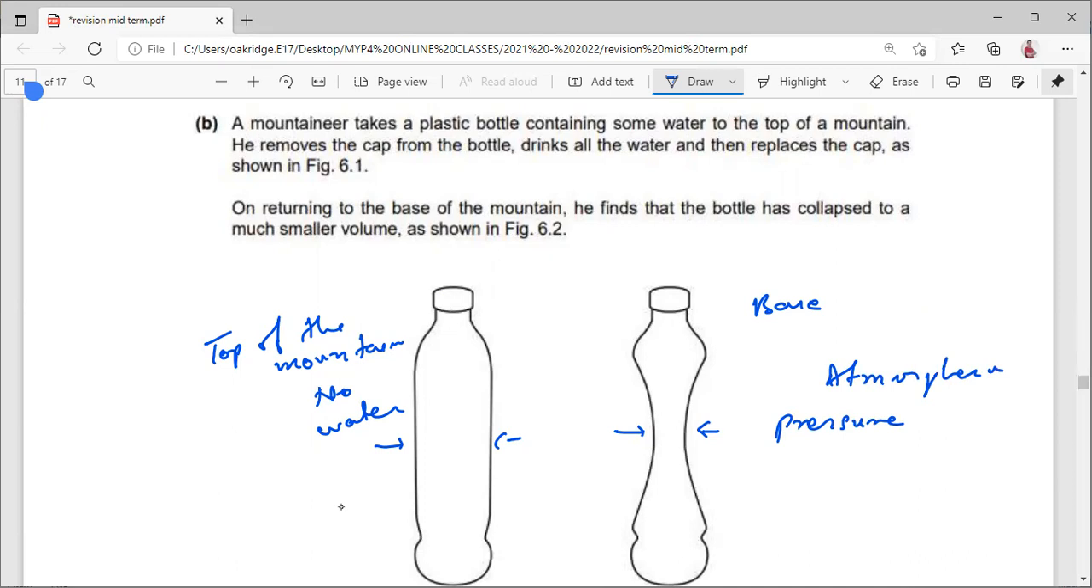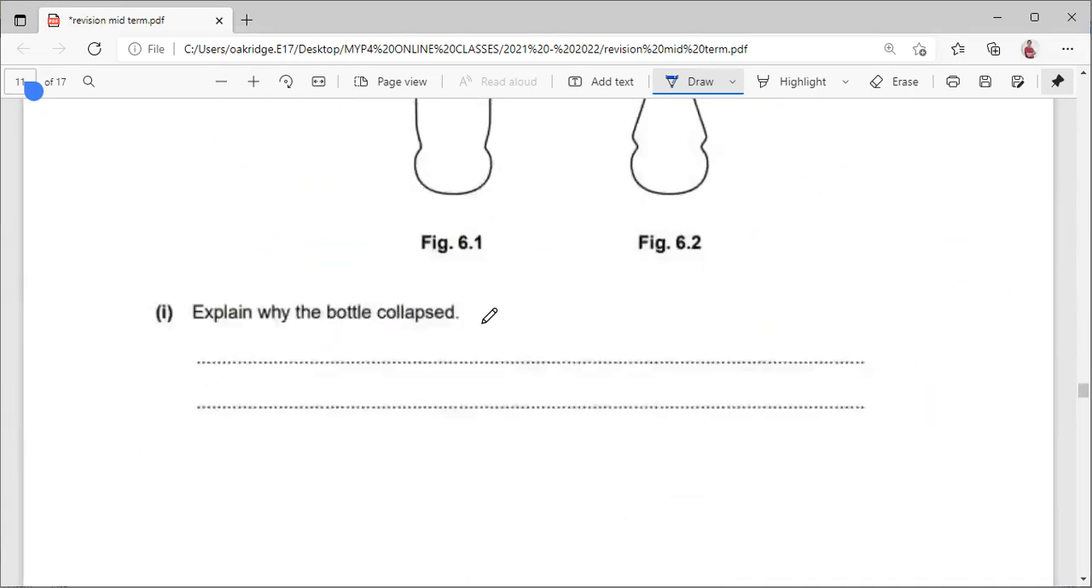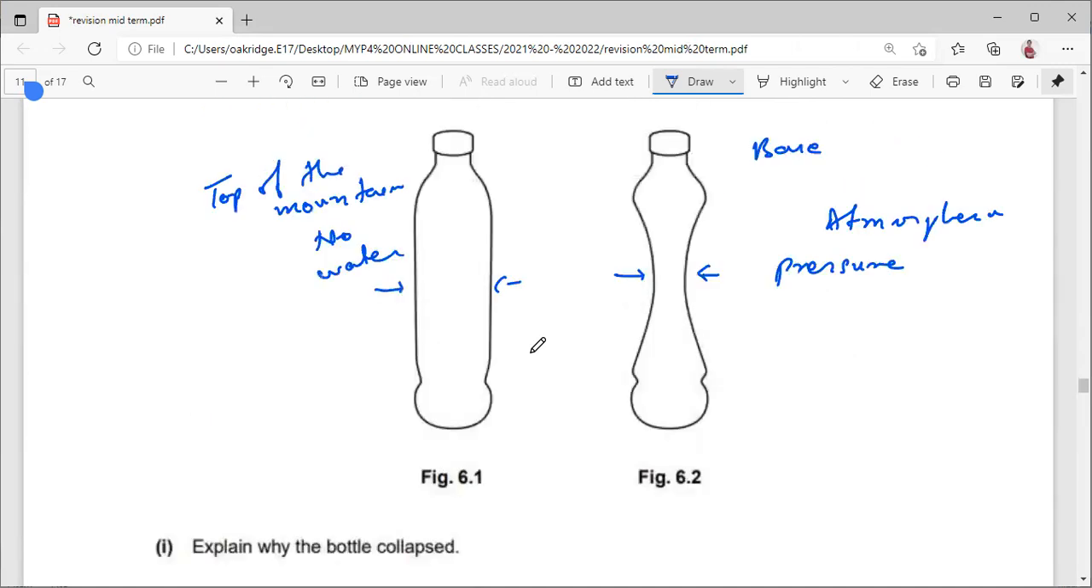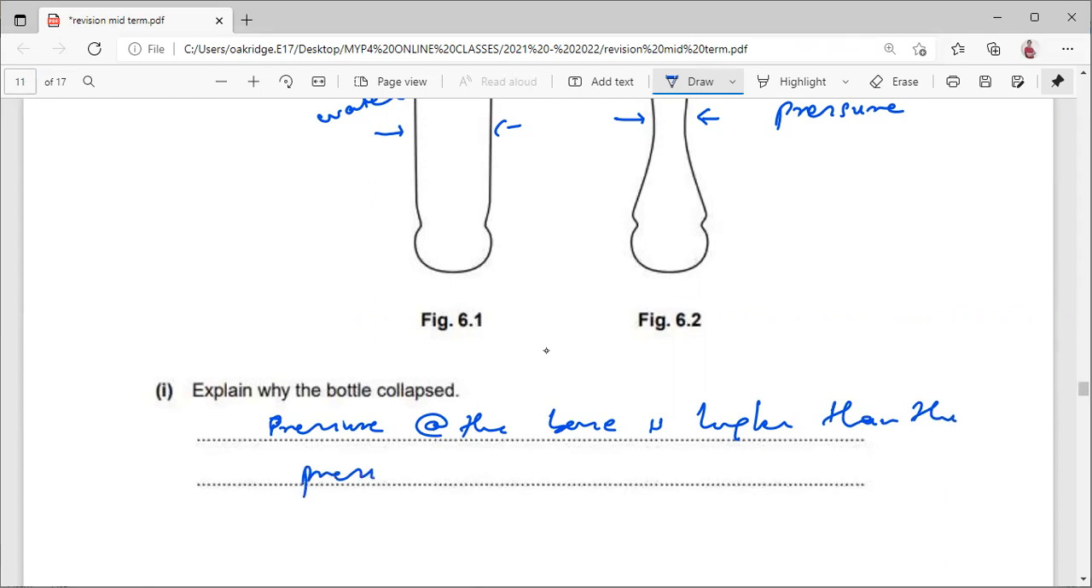Now we have not looked at the answers to our question so far. Okay, we have just been thinking of what may be the question. Okay, now let us see. Explain why the bottle collapsed. Okay, why the bottle collapsed? Because the pressure at the base is higher than the pressure at the top, right?